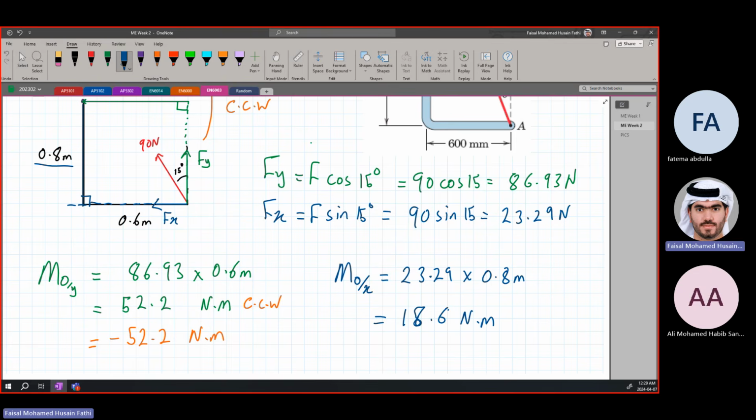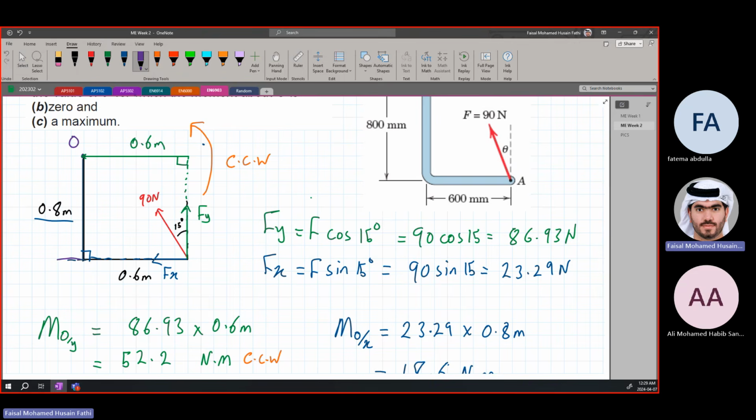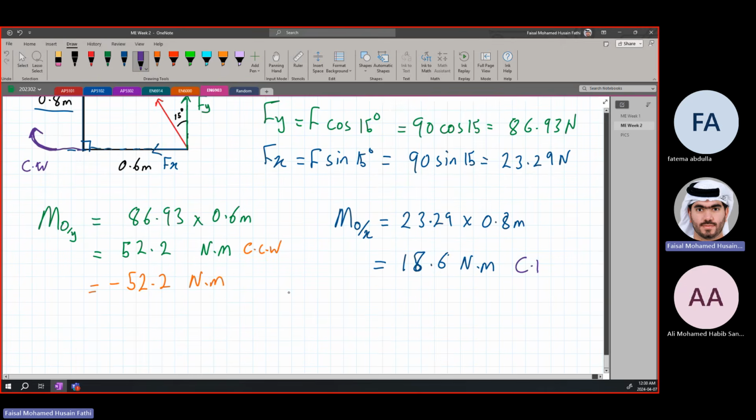Let's look at directions. The direction of Fx is going this way. So if we're going towards O, this is how it will look, and so it is a clockwise moment. So it's positive. This means it is plus 18.6 Newton meters.